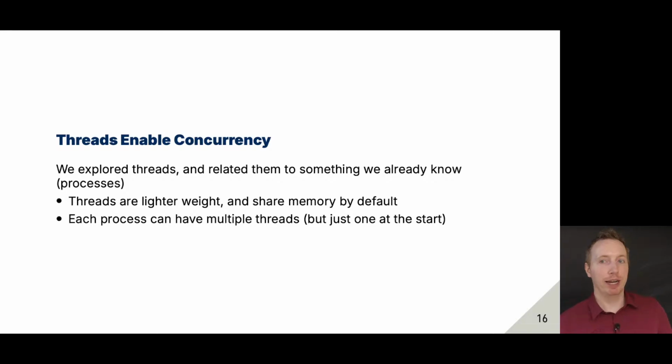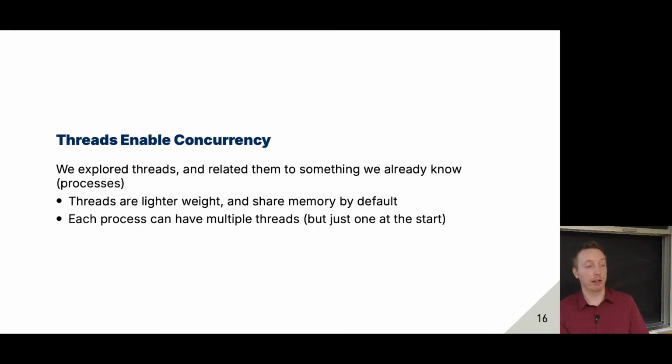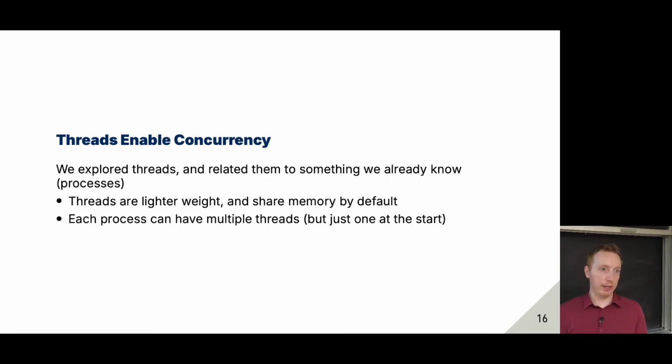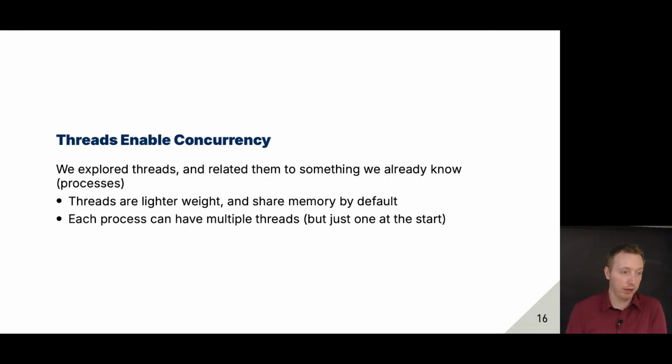So then we had concurrency. So we had threads. We related them to processes. They are lighter weight. They share memory by default. So the only thing that's independent in a thread are its registers and its stack. Otherwise, they live within a process, so they share all the same virtual memory. They share all the same open file table. So that's all shared within a process. And each process can have multiple threads. Originally, you just have one to start. And that's where we had some concurrency issues.